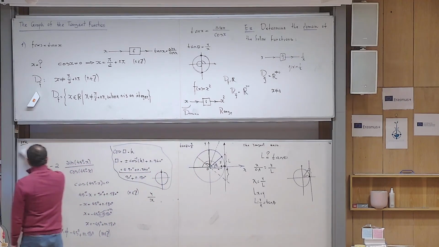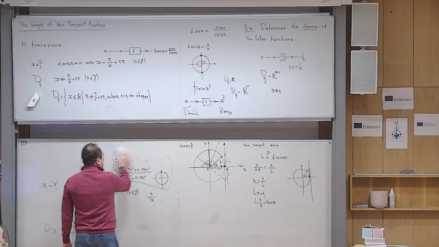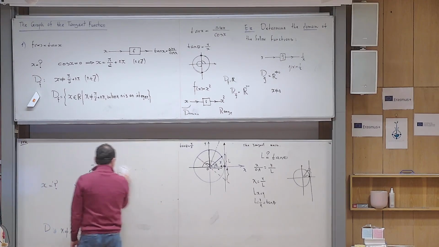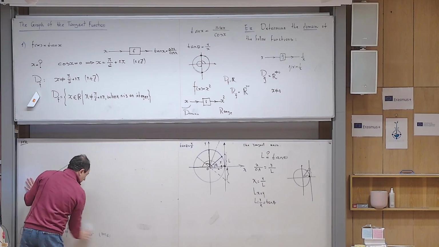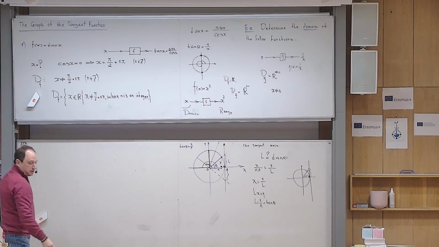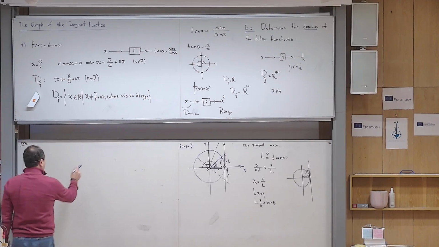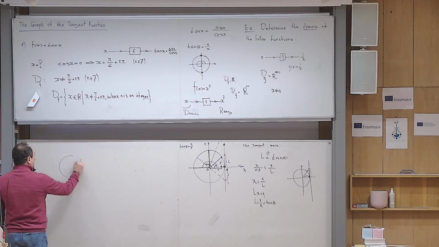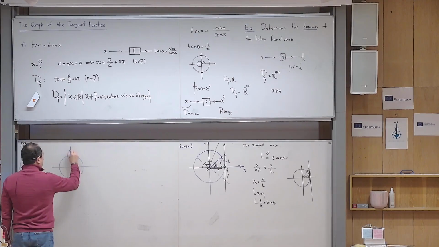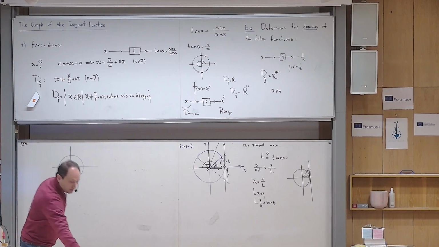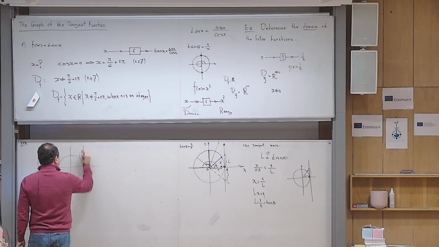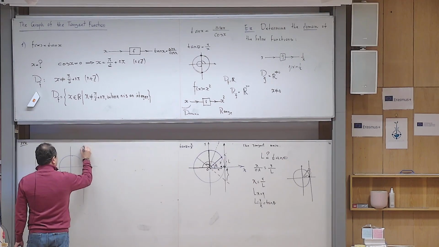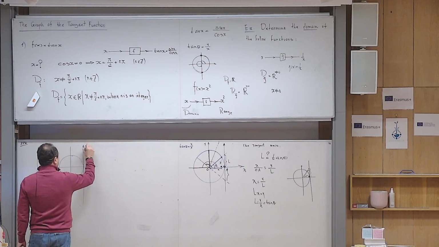Because I can ask you some question now to see. Let me draw a cleaner picture here. So we have this unit circle, and then we have this tangent axis. Okay. So let me write 1.